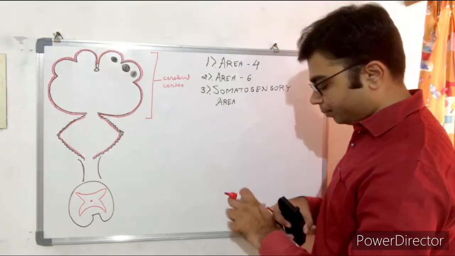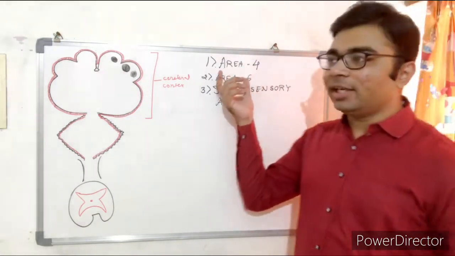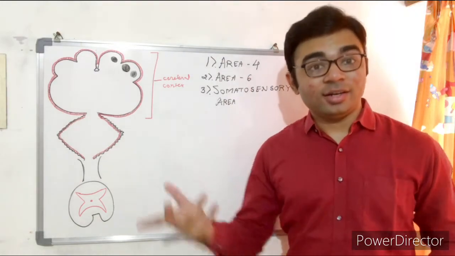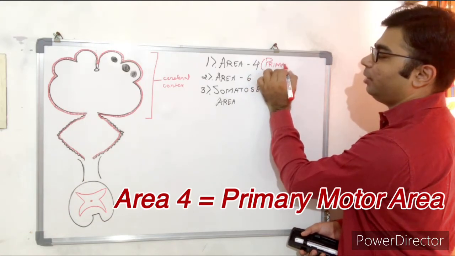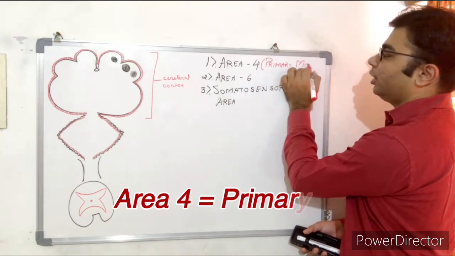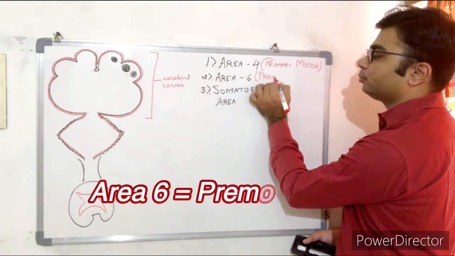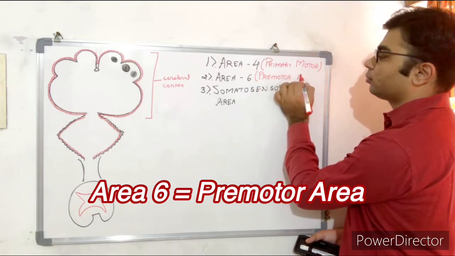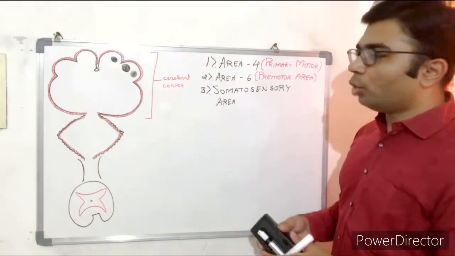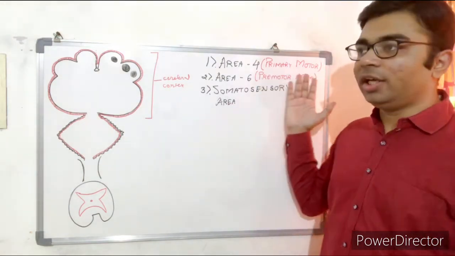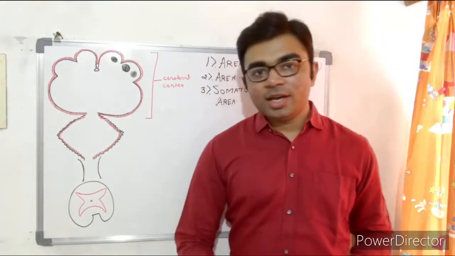For area number 4, there is another name that you commonly find in different books. I usually write it as area number 4, but you may find the other name, that is the primary motor area. Let me write it over here: primary motor area. And area number 6 is the premotor area. So both are the same: if you write primary motor area or premotor area, that suggests area number 4 and area number 6.